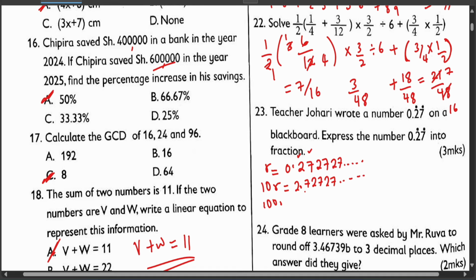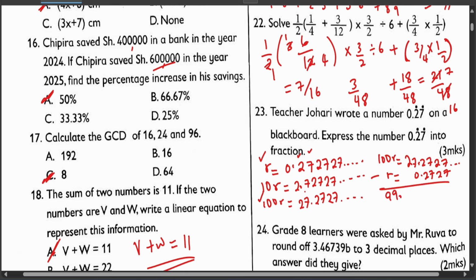So let's now find 100R. 100R will be 27.2727 recurring. So therefore we'll take R and 100R. 100R is 27.2727, and R is equal to 0.2727. So once you subtract them, it gives you 99R, which is equal to 27. The decimals get out. Divide by 99, so 27 divided by 99.